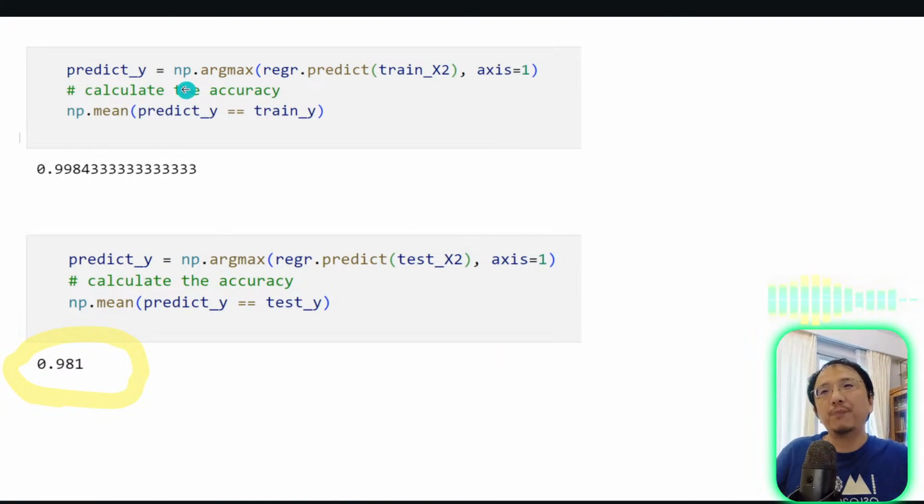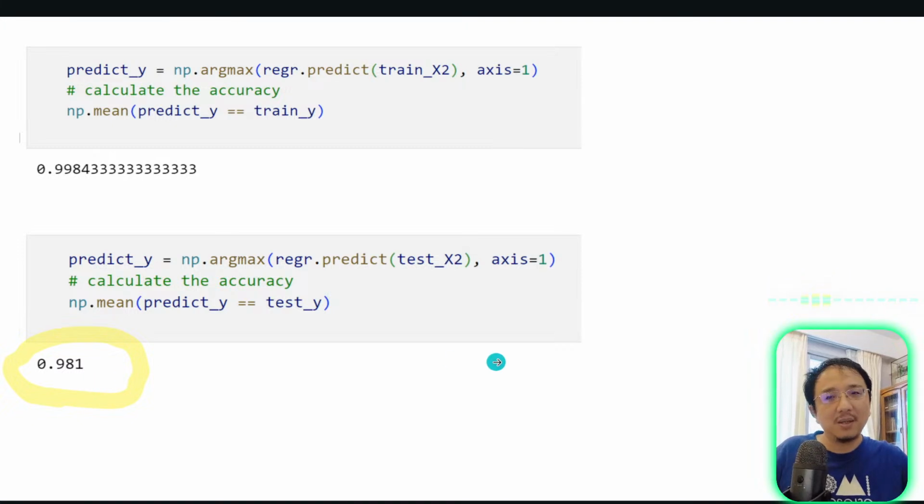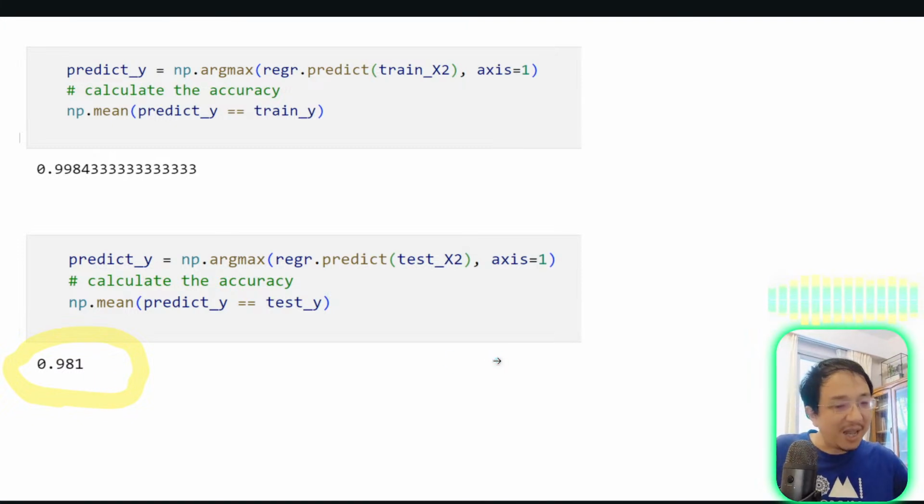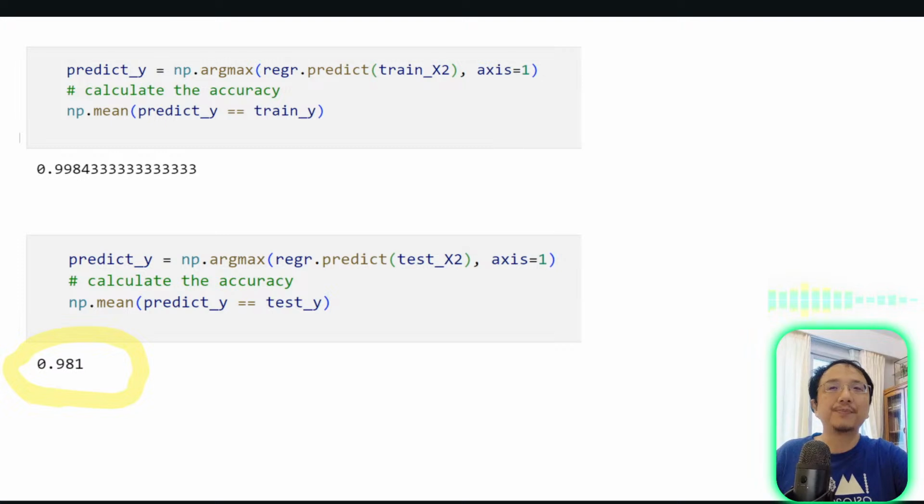So I use np.argmax to choose the largest class. I mean the class that has the largest output. And the accuracy is like this. We get 98%. So linear regression can do classification. At least for MNIST, it can do very well.